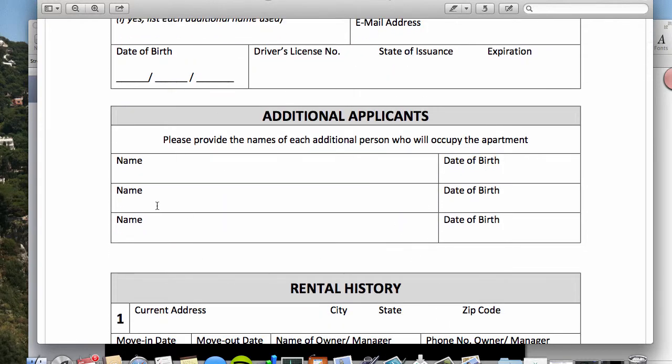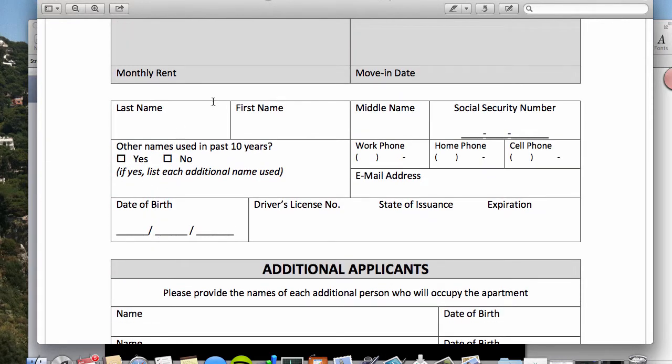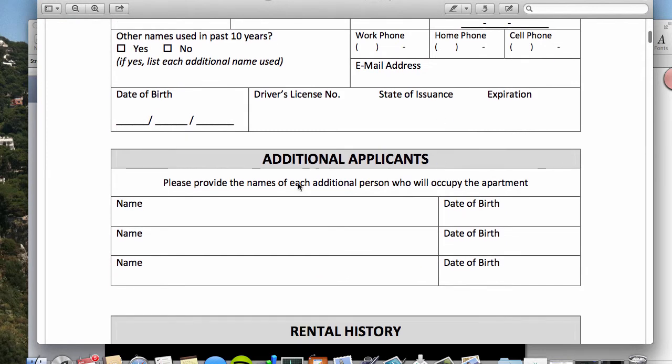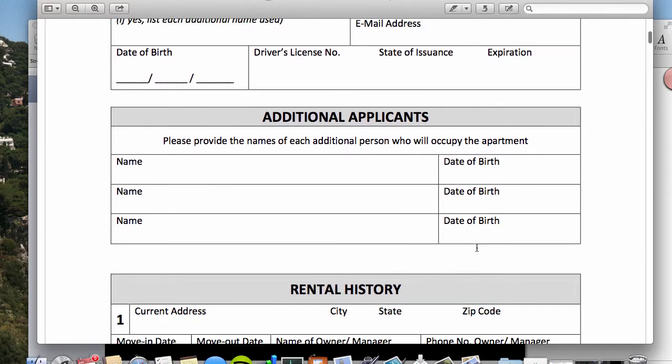Additional applicants, in the sense that if there's going to be more than one person occupying the property, you're going to want their information as well. For instance, in our first rental property, which was a condo, we rented it out to two friends, two guys who were living together. And so obviously the person who was going to be the primary contact filled out the top part, and then the roommate, the buddy, filled out this part where we got his information.